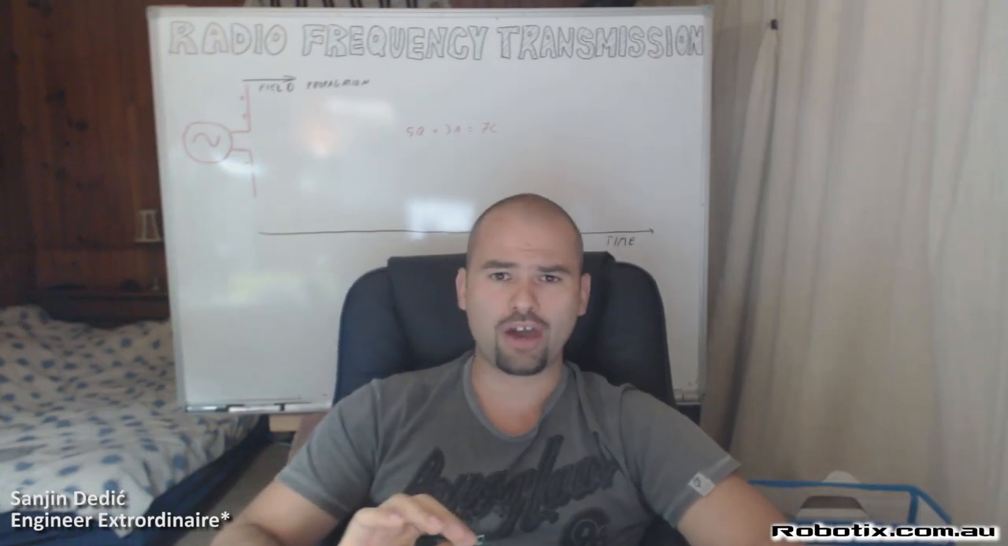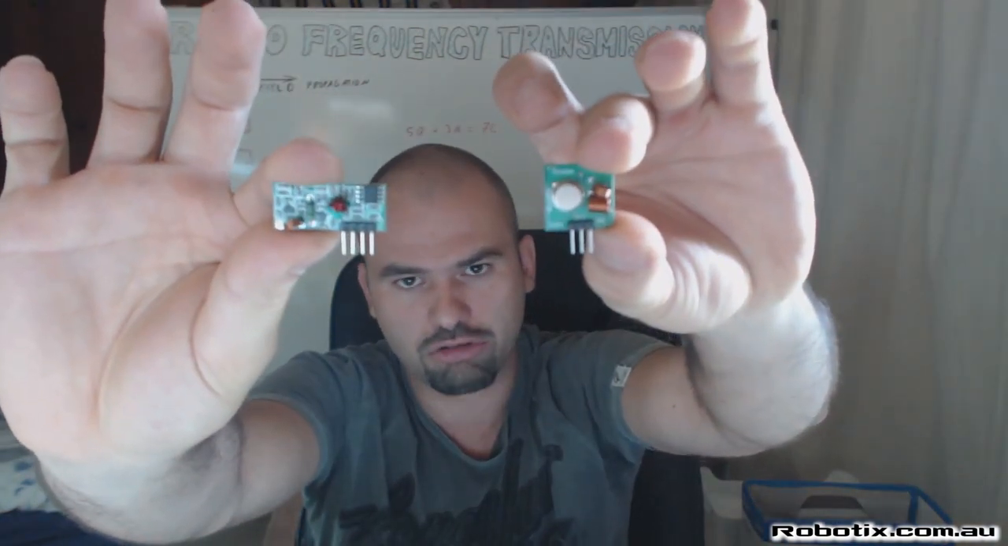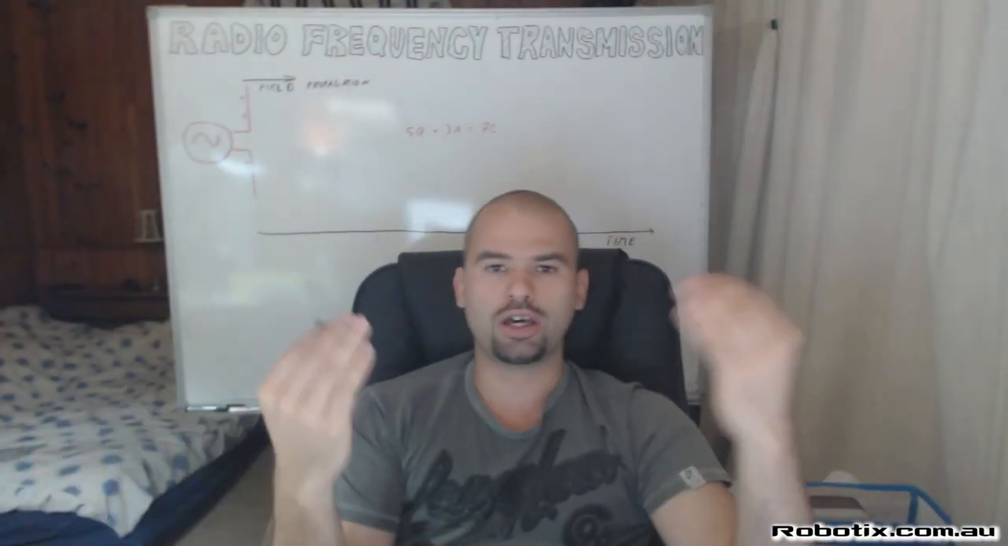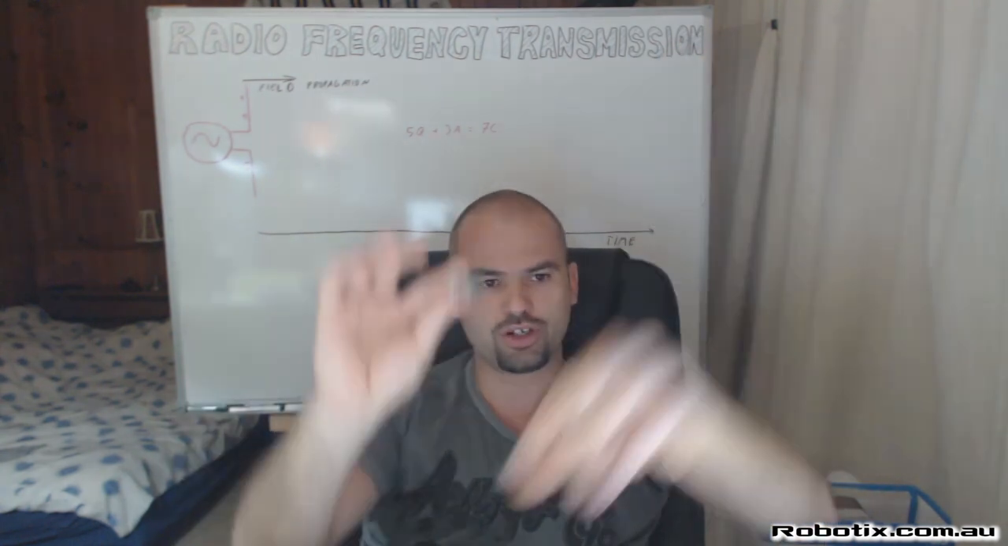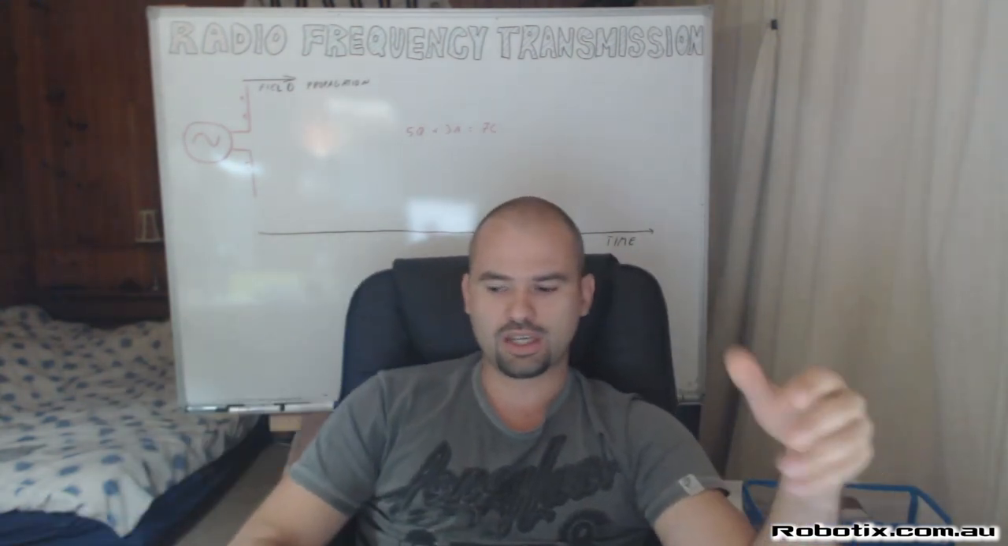Welcome to this tutorial about RF transmission. We're going to be learning about RF links, building a circuit, and more importantly, perhaps discussing the theory of how a bit of code, a message, gets transmitted from one of these transmitters to one of these receivers. And that's a very important process because it's everywhere in our lives.